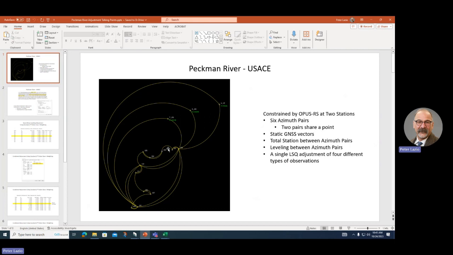Those points, this is being done for river sections. So those points are now being held. They're fixed at this point, whatever it is we've adjusted it to. But now we haven't really discussed how we handle these ties to the benchmark. This whole datum is once again tied to the OPUS RS here and the OPUS RS here.